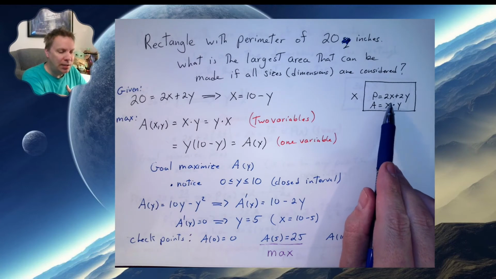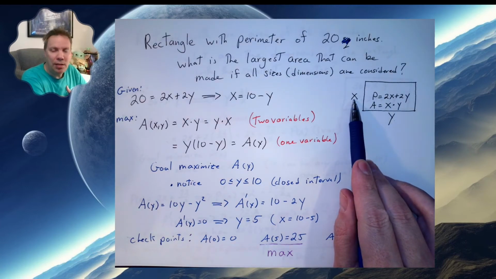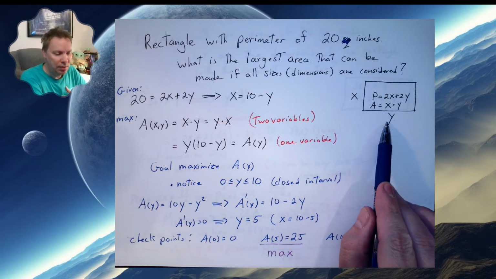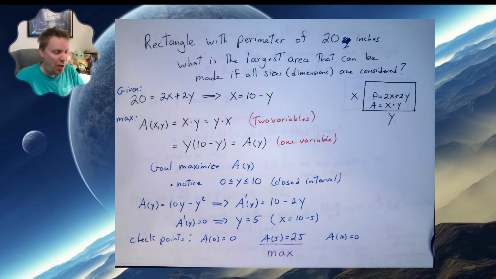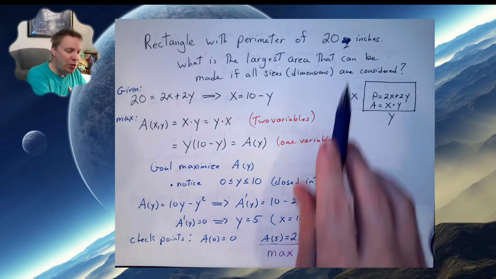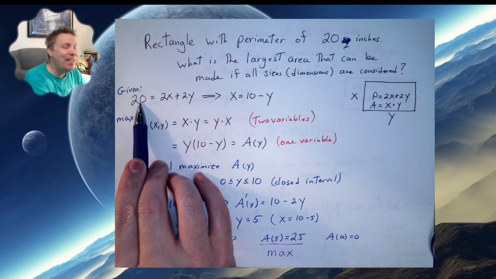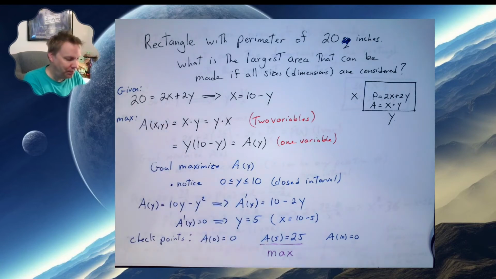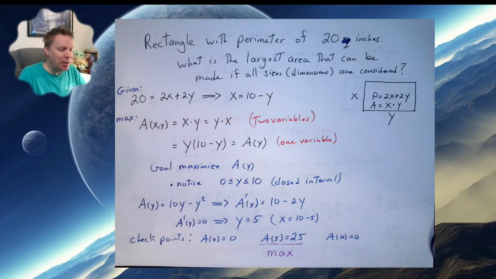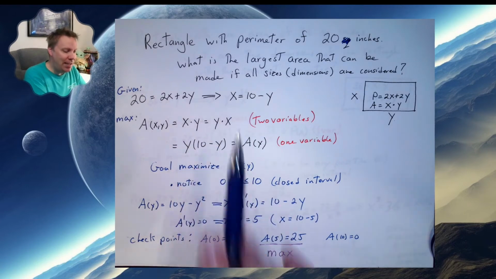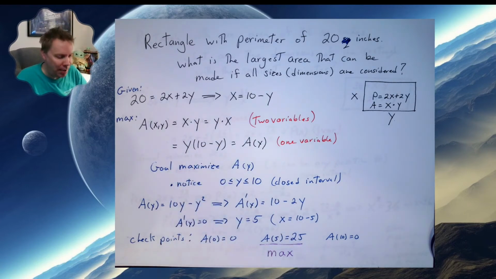So the perimeter of a rectangle is 2 times the height plus 2 times the width. And the area is x times y. But we have a constraint on this problem. We're saying that the perimeter, P, is always equal to 20. That's the given in this problem. So 20 is equal to 2x plus 2y, which I can write down as x is equal to 10 minus y. The idea here is to isolate one of the variables in the given. That's always going to be the case for the problems that we're going to be doing.